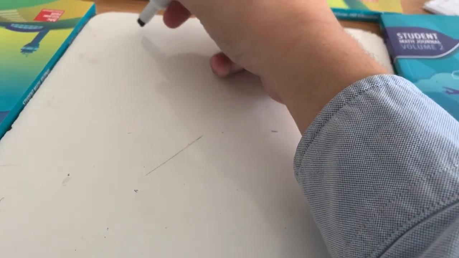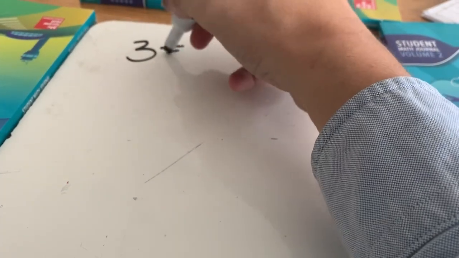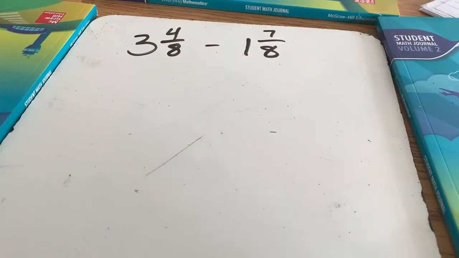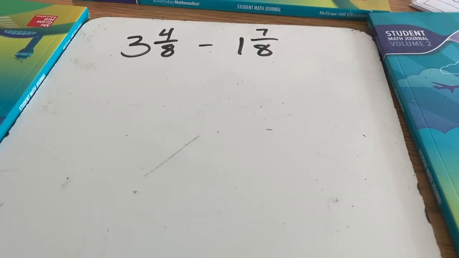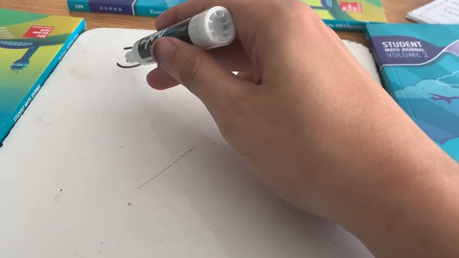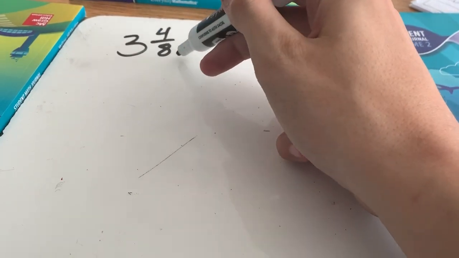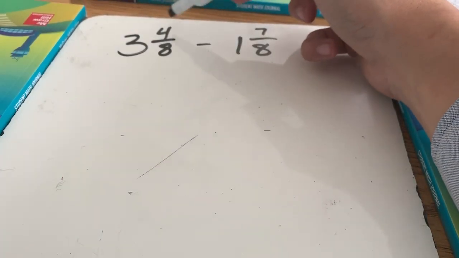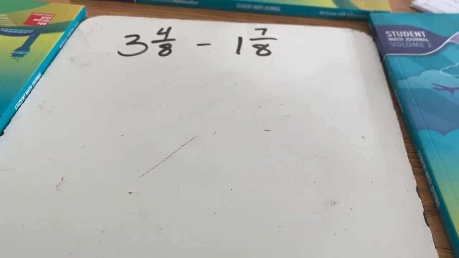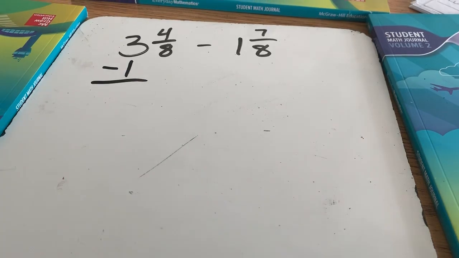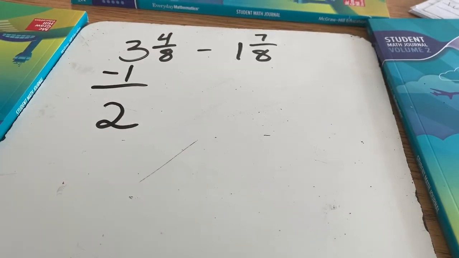So once again, I have 3 4/8 minus 1 7/8. The way you want to look at this is I'm going to break off one of these wholes over here, and I'm simply just going to move it over into the fraction. By doing that, I'm going to make this fraction bigger than this one, and then we can just simply do it in our heads. So I'm going to subtract 1 whole, which would give me 2 wholes left over.